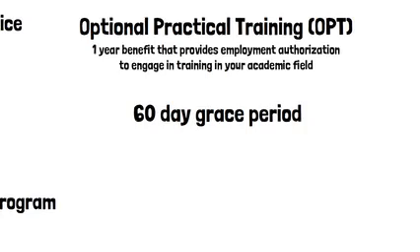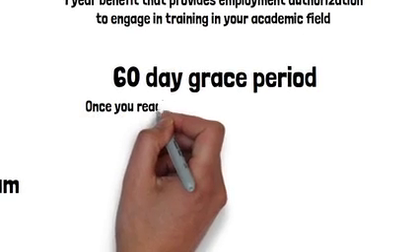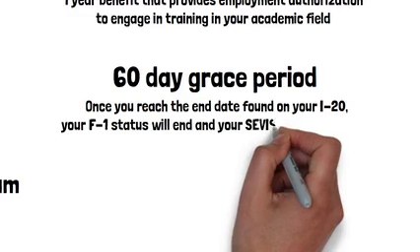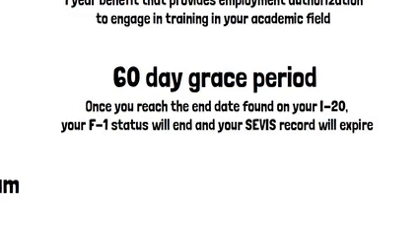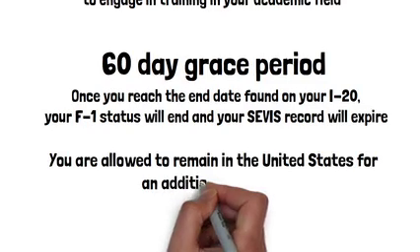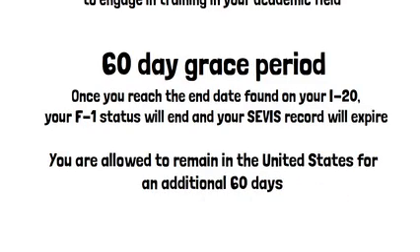60-day grace period. Once you reach the program end date found on your I-20, your F-1 status will end and your CVIS record will expire. However, you are allowed to remain in the United States for an additional 60 days before departing the country.